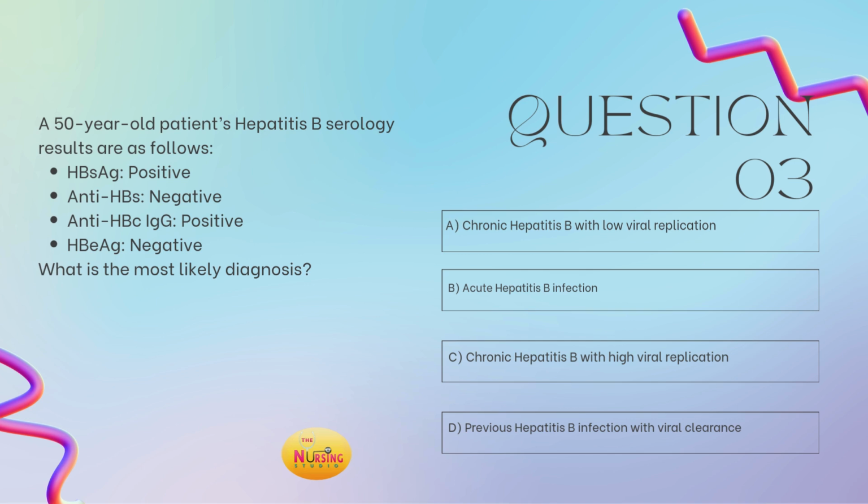All right, so the stem here, what is the most likely diagnosis? So let's see what we have. Our surface antigen is positive, so we know we have the infection, right? The antibodies are negative, so we don't have any prior exposure or vaccinations. The core is positive with the IgG that's positive, so we know it's chronic. And the HBeAg is negative. You know, again, that talks about that viral replication. So with it being negative, we know we have a low viral replication, right? So again, the answer is A, chronic hepatitis B with low viral replication.